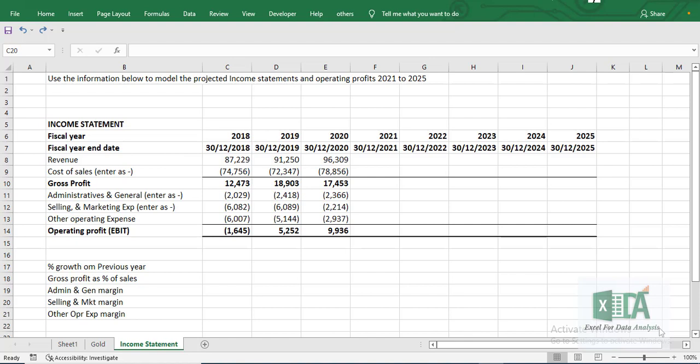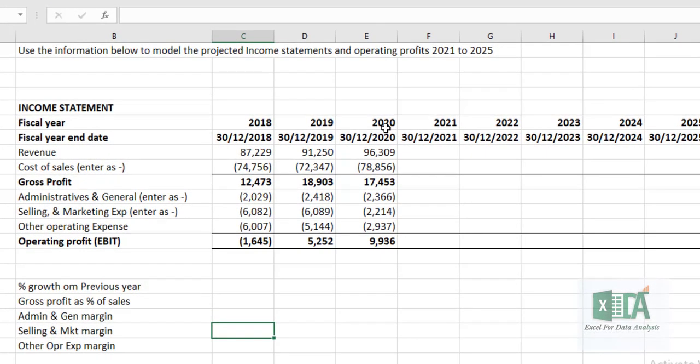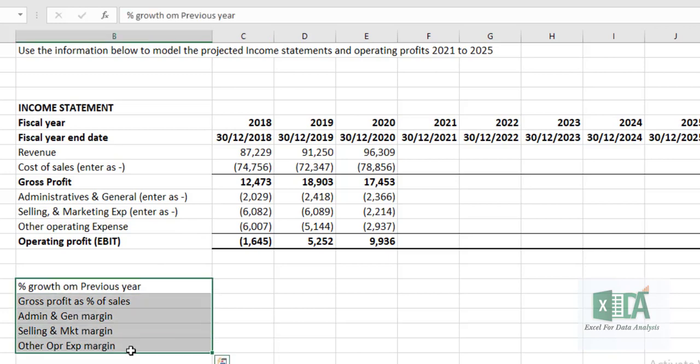The next thing we are going to look at is this mini financial model. Now we have this income statement for 2018, 19, and 20. We want to project for 2021, for the next 5 years. How do we go about this? First, we have this information here to guide us. It can vary from year to year, from company to company. But for the purpose of this question, this is what we have.